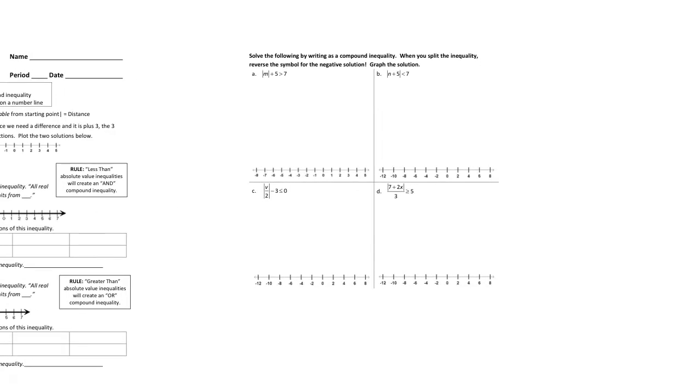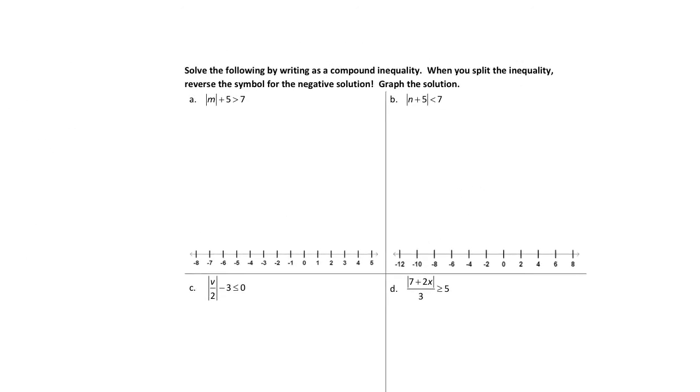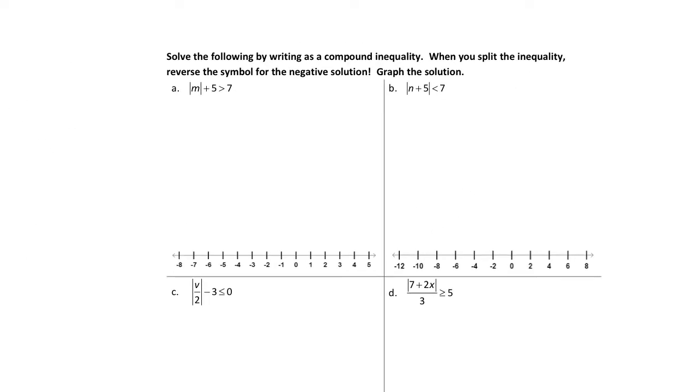In the last video, we learned two important rules about solving absolute value inequalities. It says here in our directions to solve the following by writing as a compound inequality. When you split the inequality, you need to remember to reverse the symbols. Okay, this is so important right here. We want to reverse the symbol for the negative solution. So this is something else that we're going to add in. After you see a few examples, I know you're going to get the hang of this.